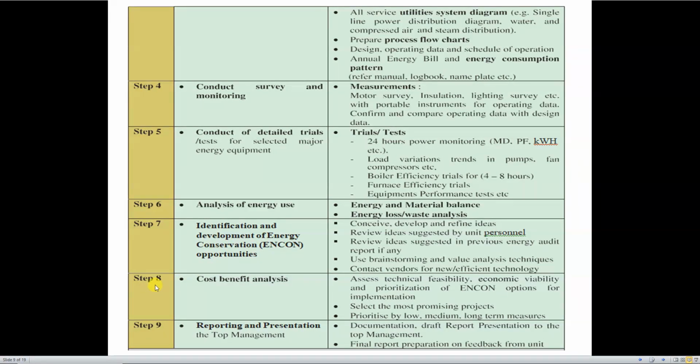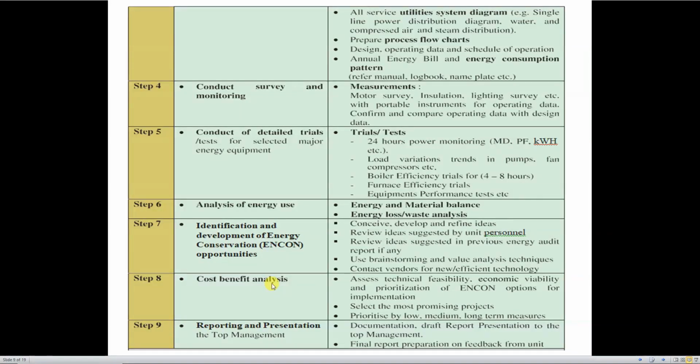Okay, step number 8 is cost benefit analysis. So whatever opportunities for energy conservation you have suggested, they should be cost beneficial also. It doesn't mean that whatever opportunities or actions you have given can be of very high cost that is not affordable for the companies. It should be cost beneficial, that is, it should be affordable to an organization.